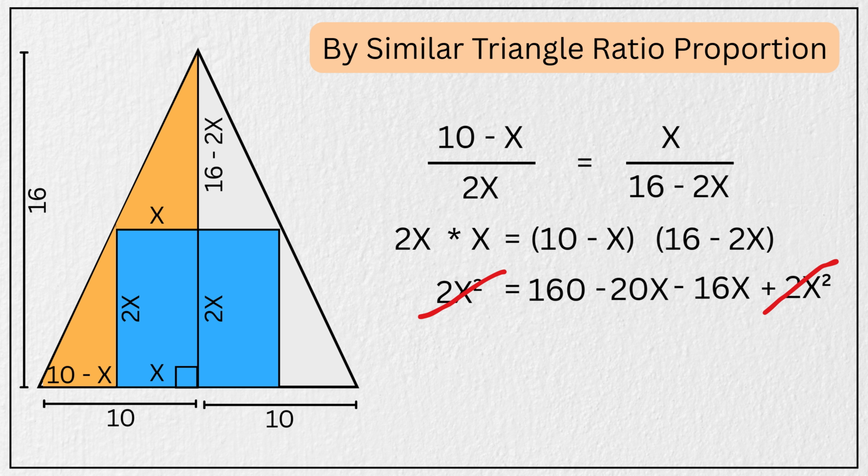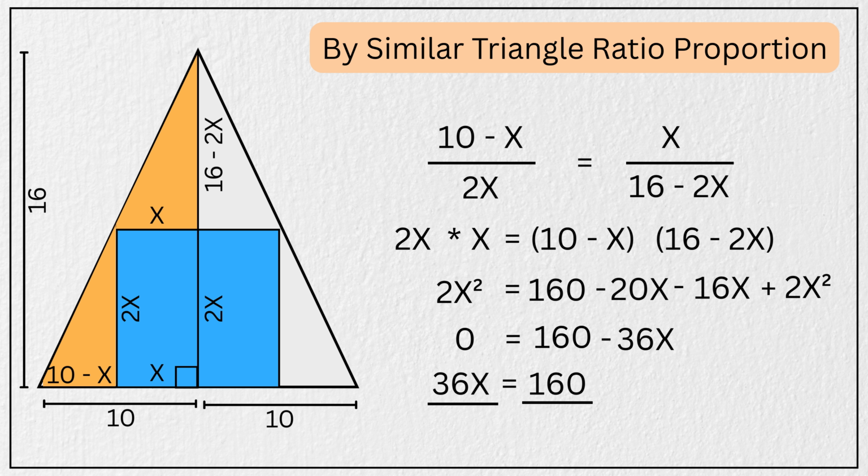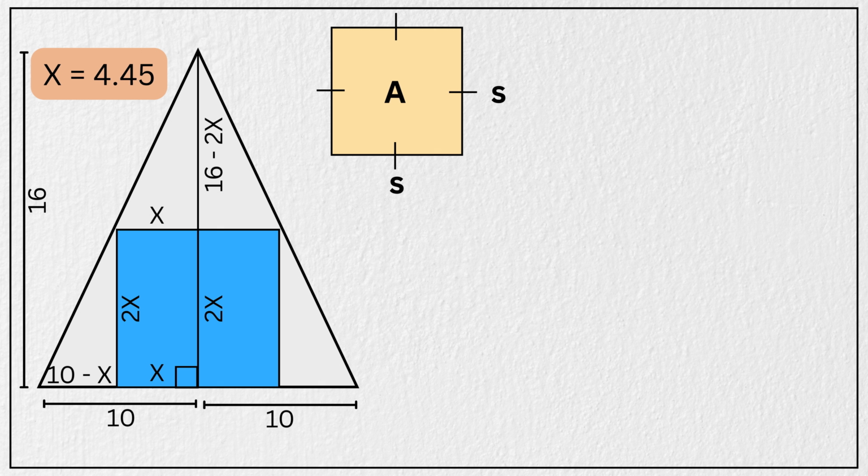Canceling this 2x squared from both sides, we get 0 equals 160 minus 36 times x. And adding 36 times x to both sides, we get 36 times x equal to 160. Now dividing both sides by 36, we get x equals 160 divided by 36, which simplifies to 40 over 9, or approximately 4.45 units. Area of square is calculated by squaring its sides.